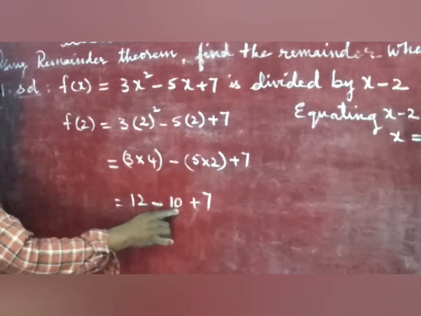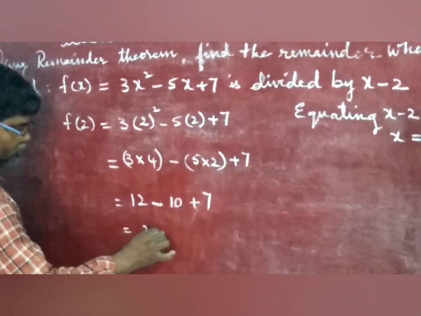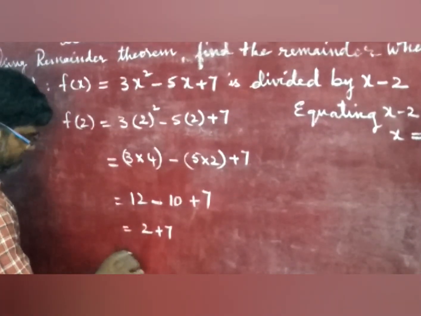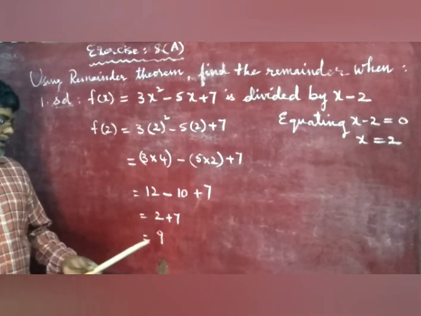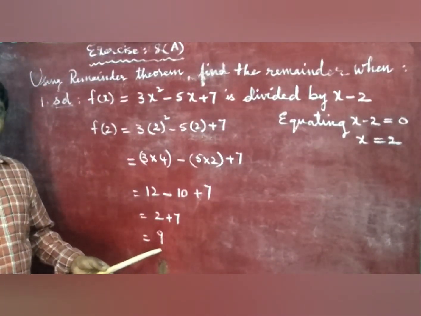12 minus 10 is 2. 2 plus 7 is equal to 9. Here we got 9. We did not get 0.